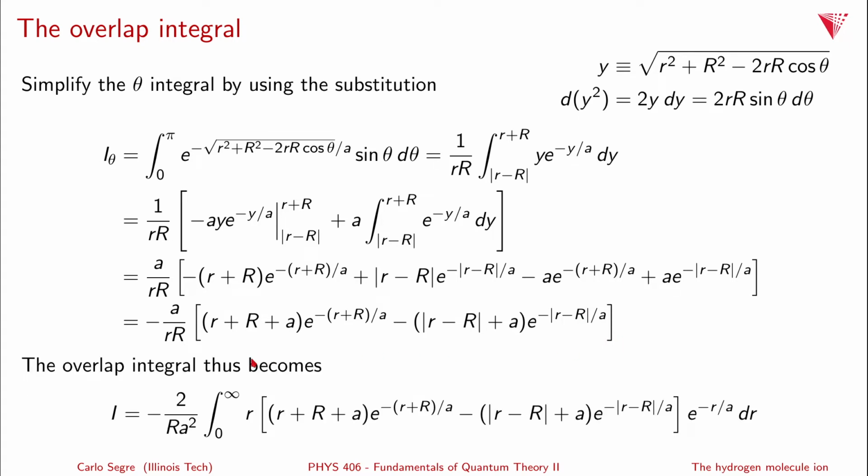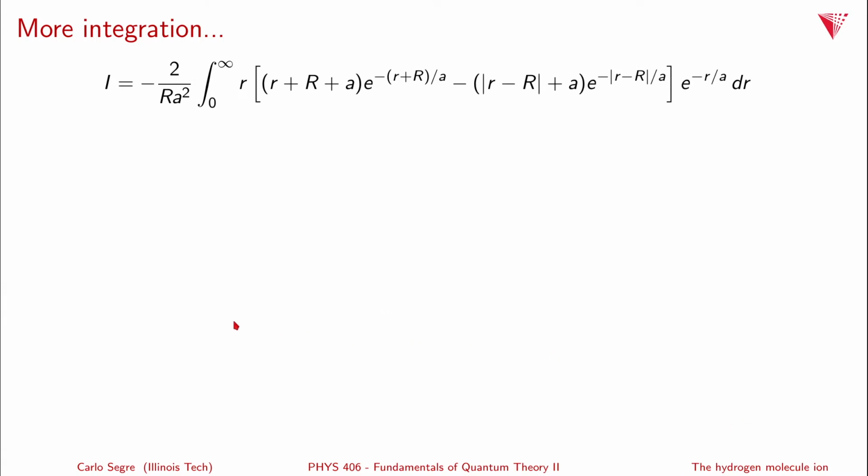Therefore, for the overlap integral, substituting the result of the theta integral back into the overlap integral, we get minus 2 over capital R a squared, integral from 0 to infinity over r, of r times this quantity here in the brackets, which is exactly what we got from the theta integral, times e to the minus r over a dr. And that's where we are.